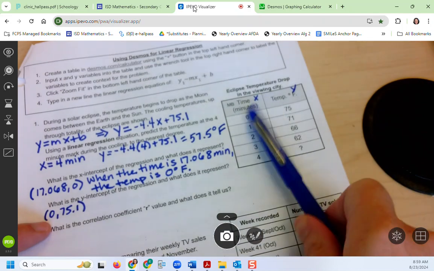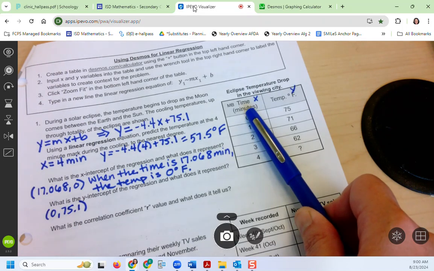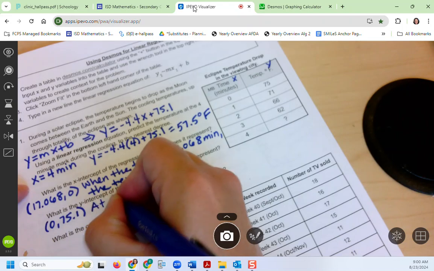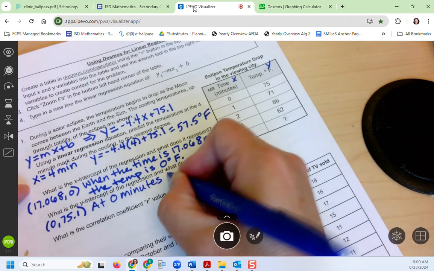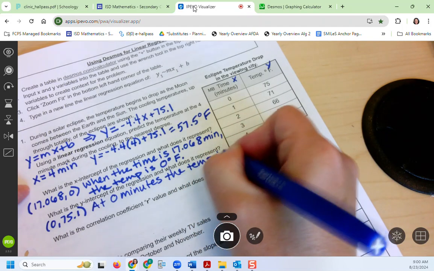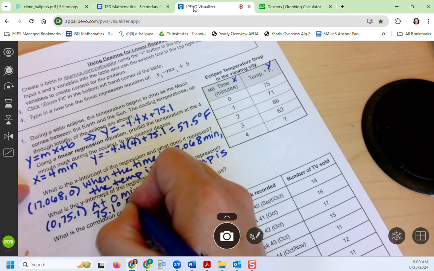So 0 is the time, right? At 0 minutes, then what is the 75.1? The temperature, right. At 0 minutes, the temperature is 75.1 degrees Fahrenheit.